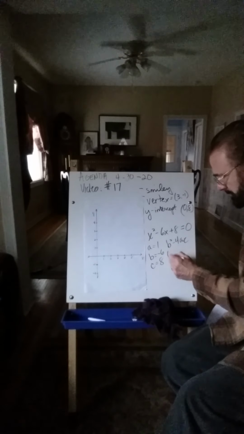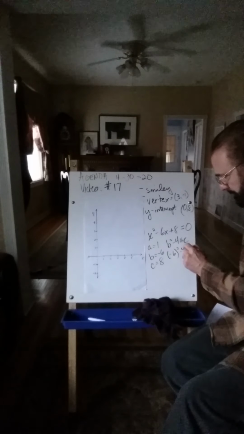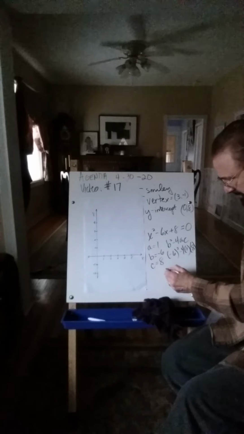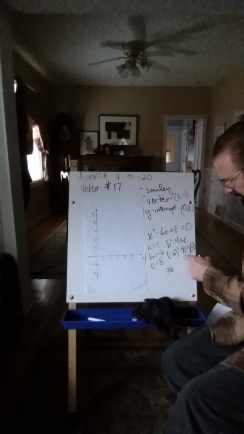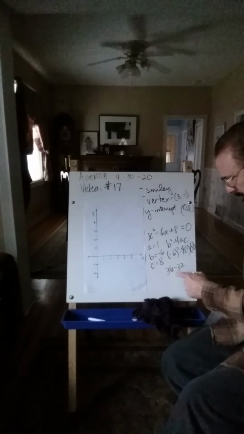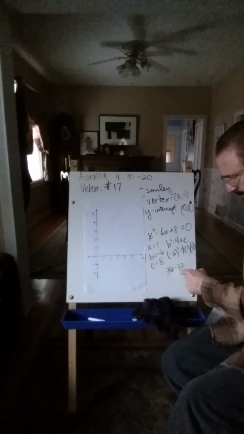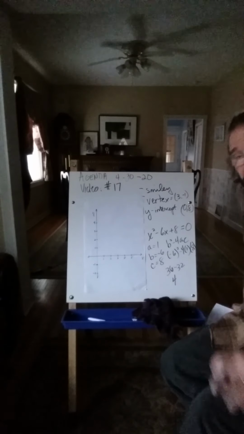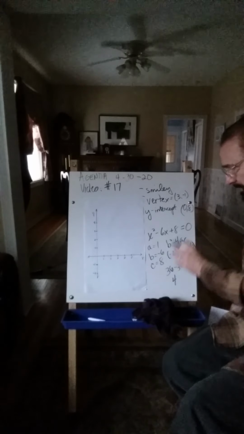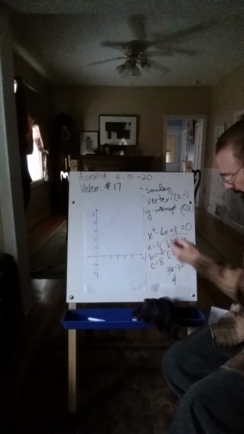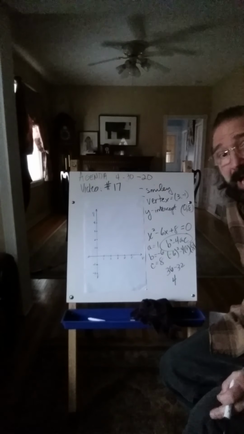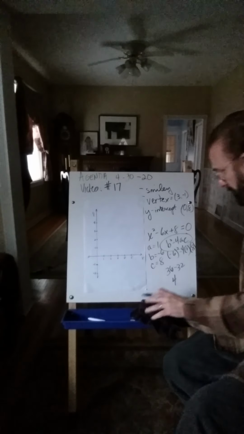B squared minus 4ac. B is negative 6 squared minus 4 times 1 times 8. This is 36, and this is minus 32. Oh, look. 36 minus 32 is 4. Is 4 a perfect square? Yes. So this tells me, using the discriminant, that I can factor this.